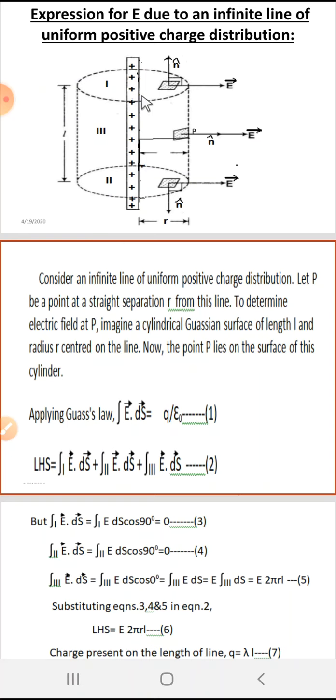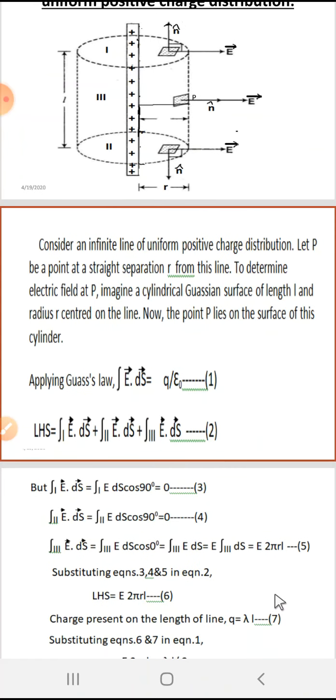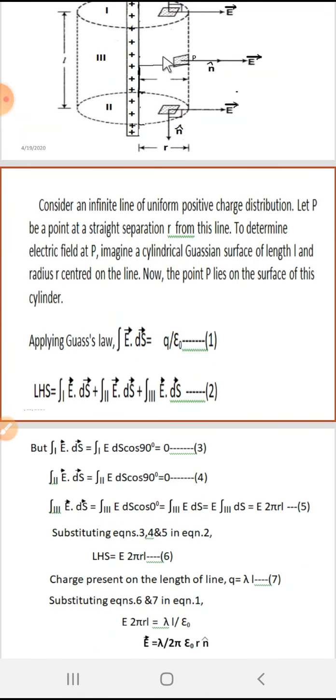Next, we have to determine the charge enclosed by this cylinder. According to Gauss's law, flux equals Q by epsilon 0, so we need the value of Q, the charge enclosed by this imaginary cylinder. Q is equal to lambda into the length of the cylinder, where lambda is the linear charge density because it is a line charge distribution. Represent it as equation 7.